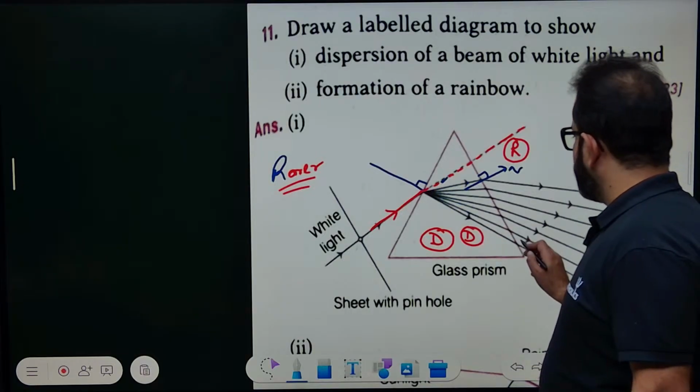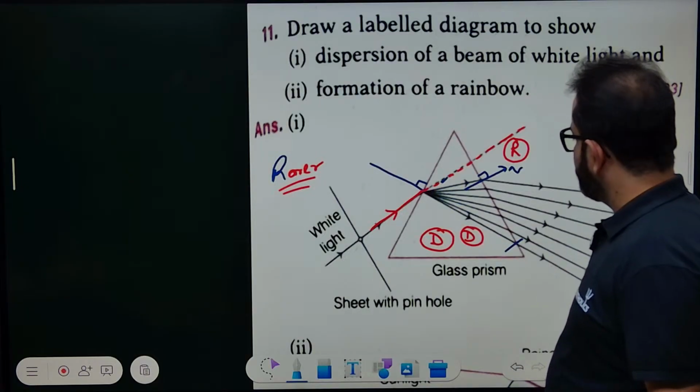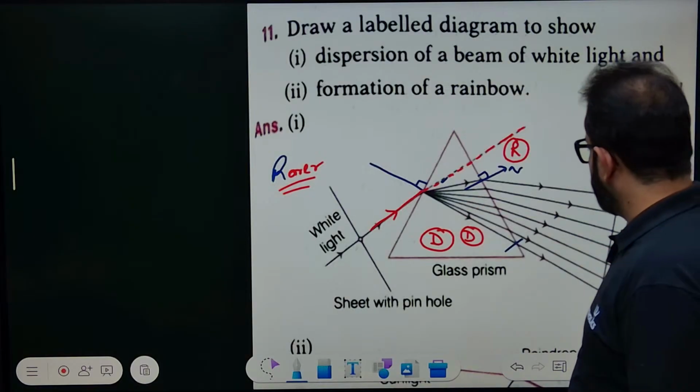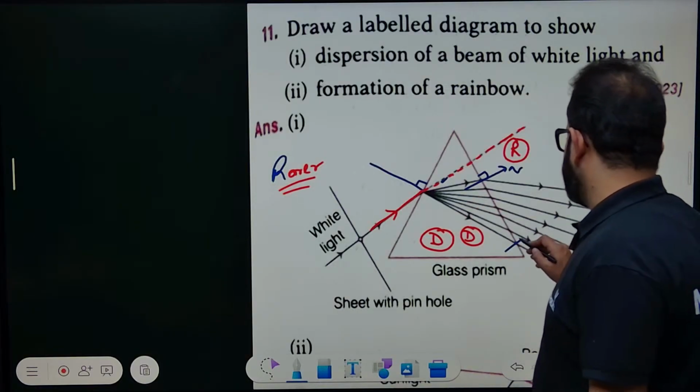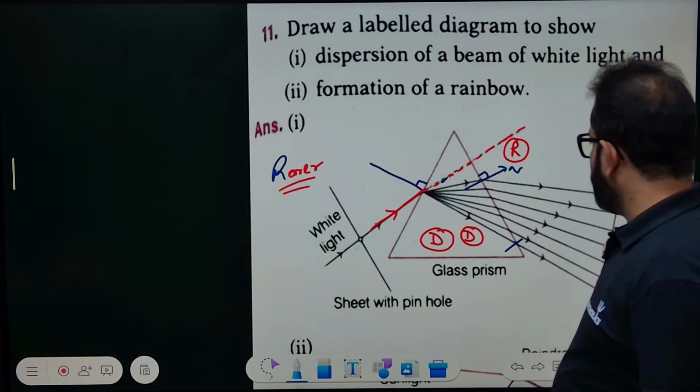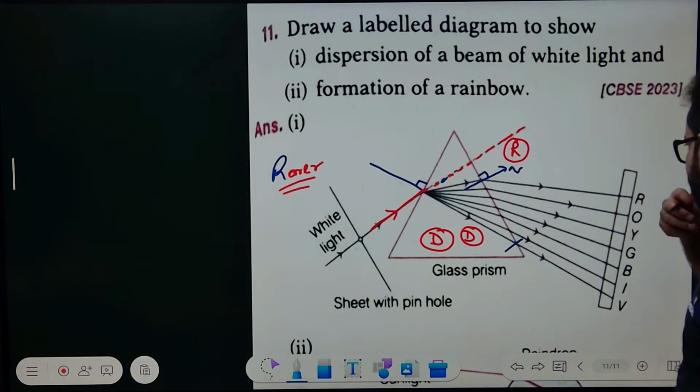So for this ray, this is the perpendicular, yes or no? And from denser to rarer, approximately it will go away. It will be again bent away from the normal. So that's the way you actually make diagrams.